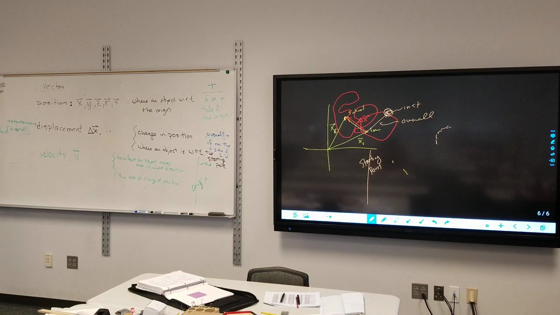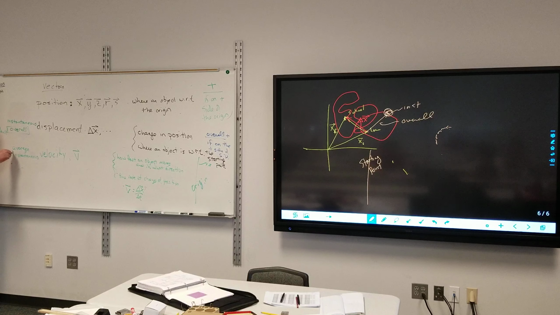Now there are two types of velocity. There's average and there's instantaneous. By default, if I just say what is the velocity, I'm asking for the instantaneous. If I want the average velocity, I will have to specify average. This is default. Technically, this is a formula for average velocity.